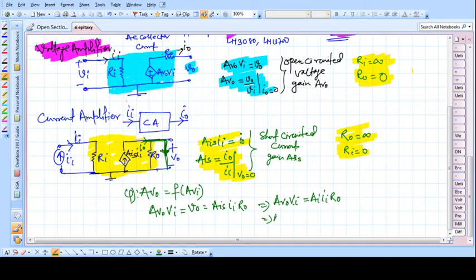Now this Vi can be written as Vi is nothing but Ii into Ri.